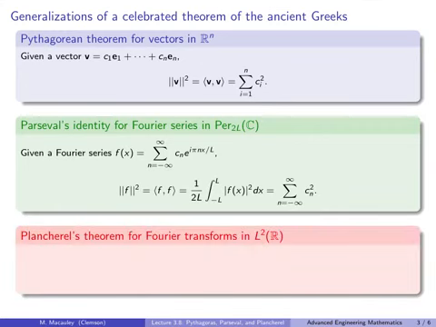Finally, the last generalization of the Pythagorean theorem is Plancherel's theorem for Fourier transforms in L2 of R. And this is actually a special case of a more general theorem of Parseval's identity, or maybe not more general, but a continuum version. So there's a version of Parseval's identity for Fourier transforms as well, and a special case of that is called Plancherel's theorem. It's poor naming. Really, Plancherel's theorem should be the big theorem, and this one should be Parseval's identity for Fourier series. But oh well, what are you going to do?